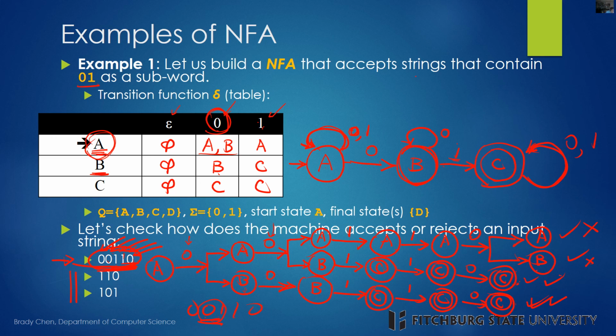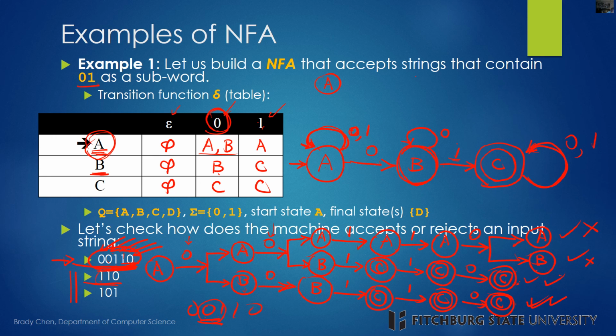Now let's take a look at another one: 1, 1, 0. We know that by looking at the string, there's no substring 0, 1. Now let's see how the machine actually works. Let's say the start state is A.